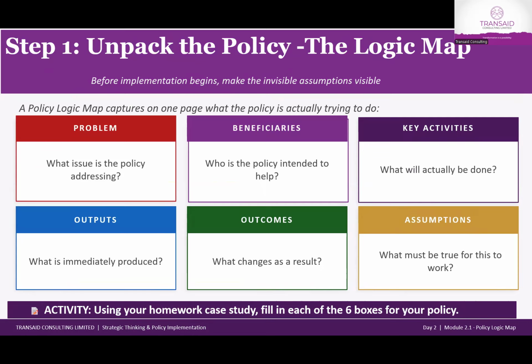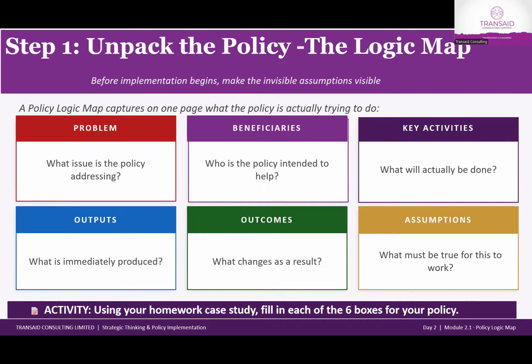Before implementation begins, you must make the invisible assumption visible. Somebody, whether you are there or not, should pick up a 1-page document, for example, and know what this policy is all about. So it's the policy logic map. We captured on 1 page what the policy is actually trying to do. Nobody should be guessing.